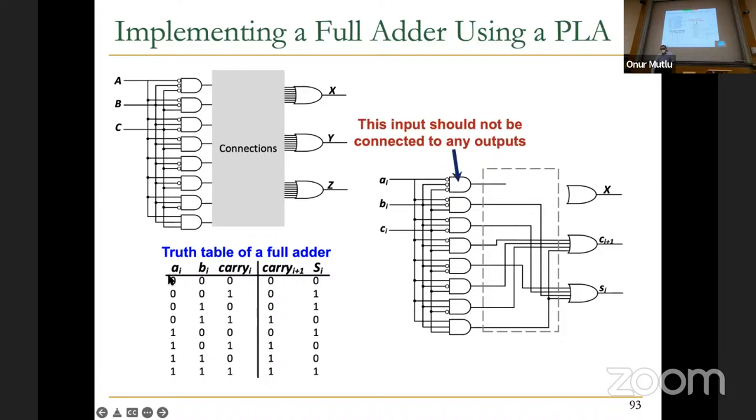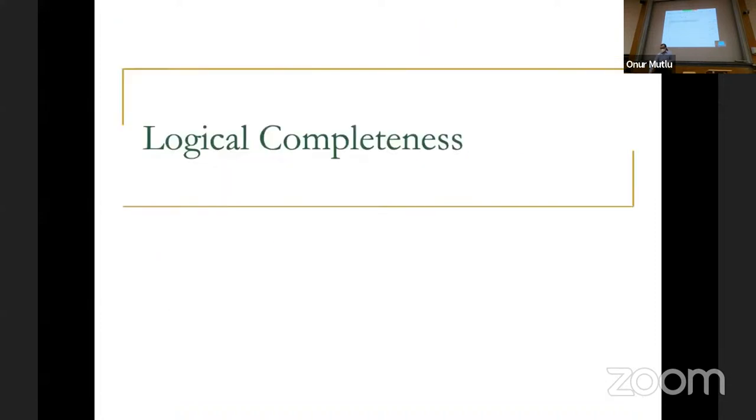Okay, and you can see that this input should not be connected to any outputs. Why? Because this input, which corresponds to min term zero, none of the outputs is one. Clearly, that should not really enable any of the OR gates. That's good. And we clearly don't need this output because we only have two outputs over here. So using a three-input, three-output PLA, we can implement a three-input, two-output function. In this particular case, a full adder.